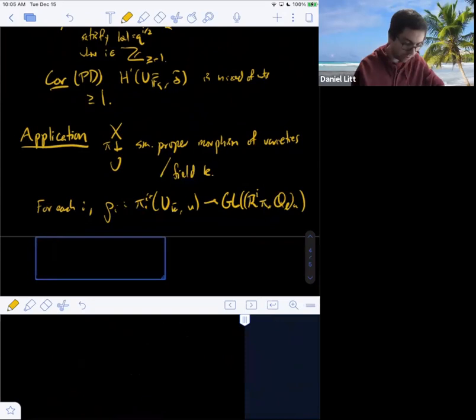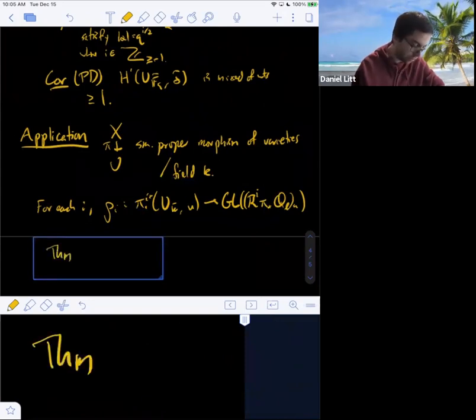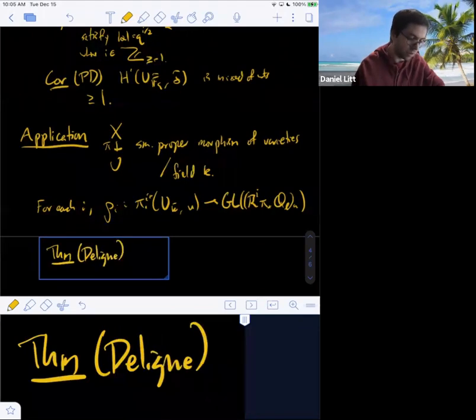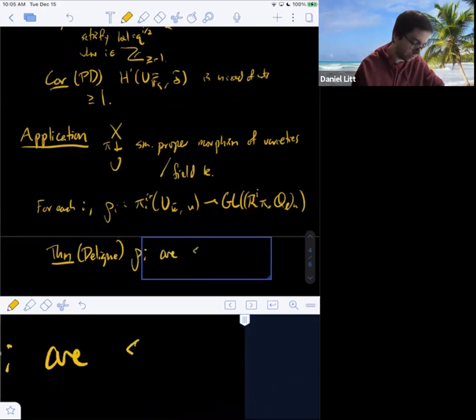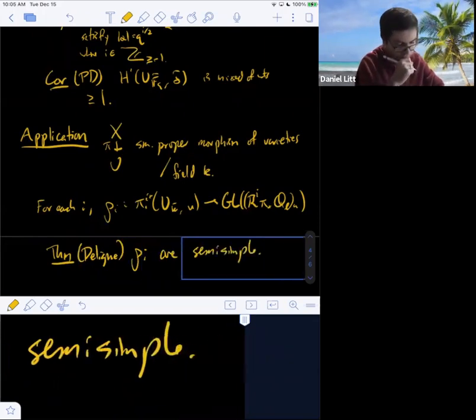Okay, so the theorem of Deligne, which is going to be a consequence of Weil II, is that these representations rho_i are semi-simple. Okay, what does that mean? It just means they're a direct sum of irreducibles. So if you have any sub, it has a complement. And that's a very strong statement.